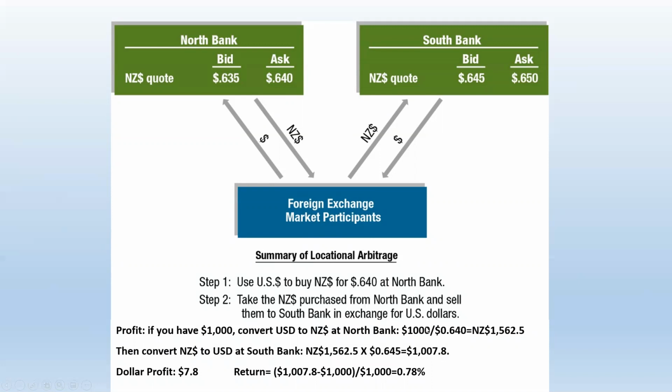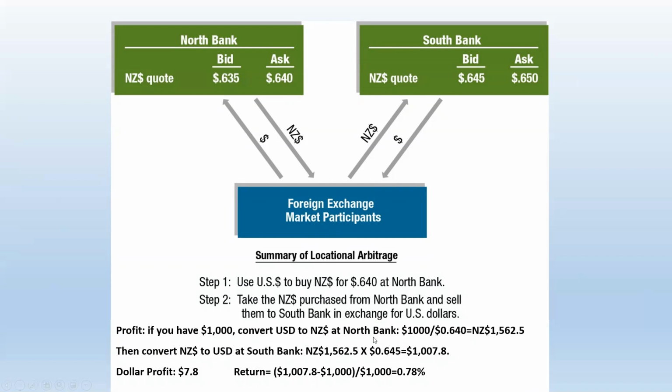So you have $1,000, and each New Zealand dollar equals 0.64 US dollar. Then you have 1,000 US dollar in total. You will have 1,562.5 New Zealand dollar. And then convert New Zealand dollar to US dollar at the South Bank.